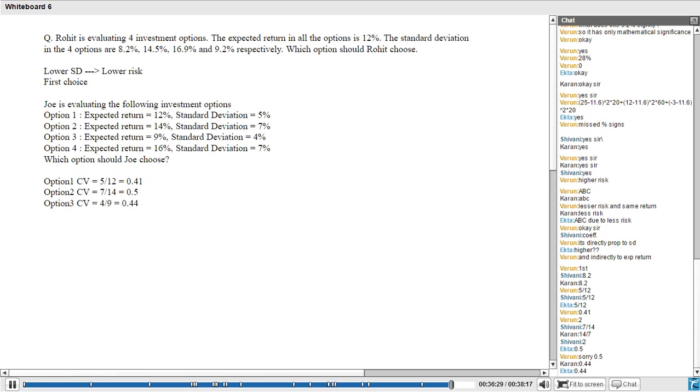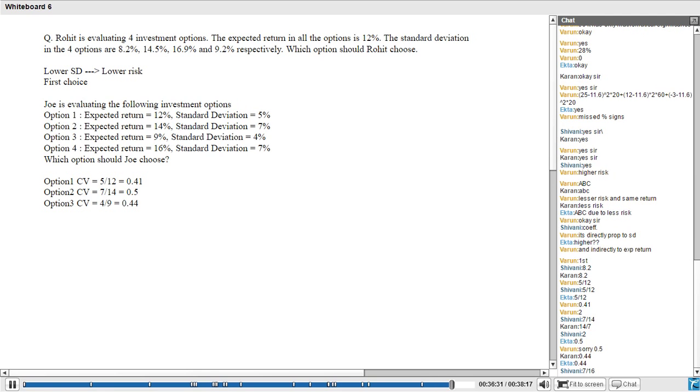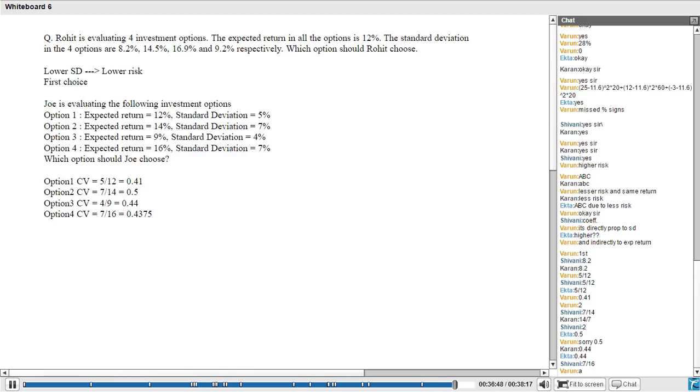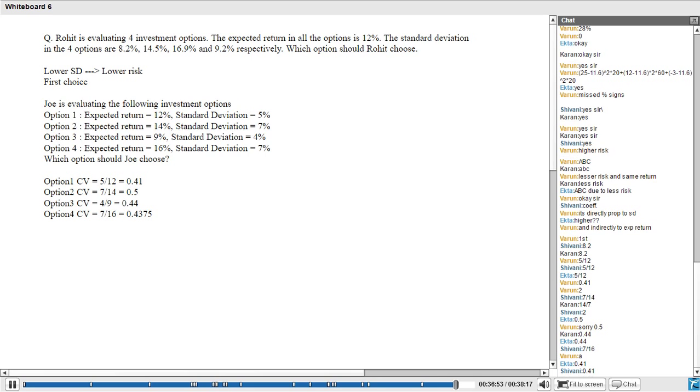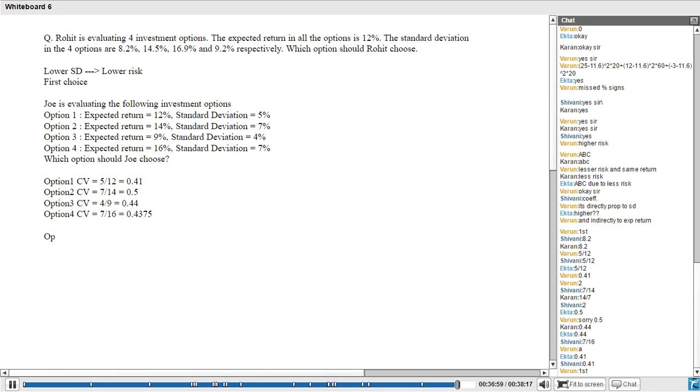Option 4, 7 by 16, which is equal to 0.4375. So which option should Joe choose? Yes, the lowest CV is in option 1, which is 0.41. So we should choose option 1.